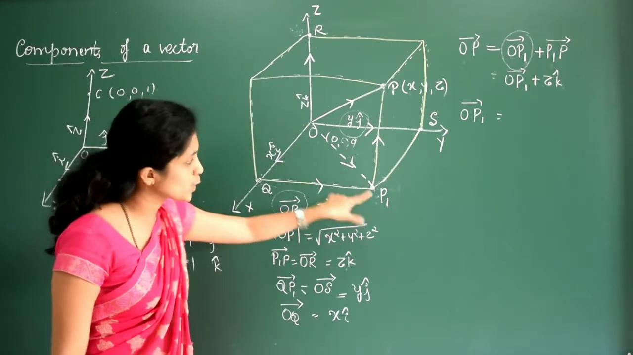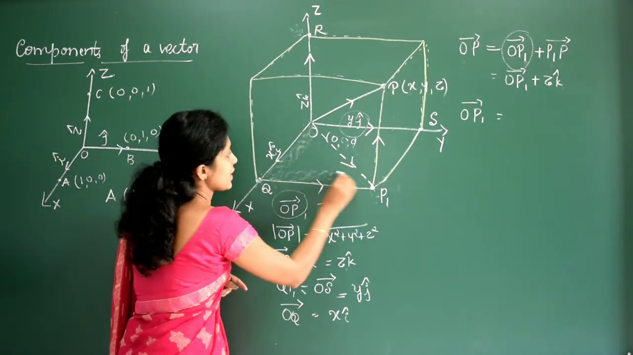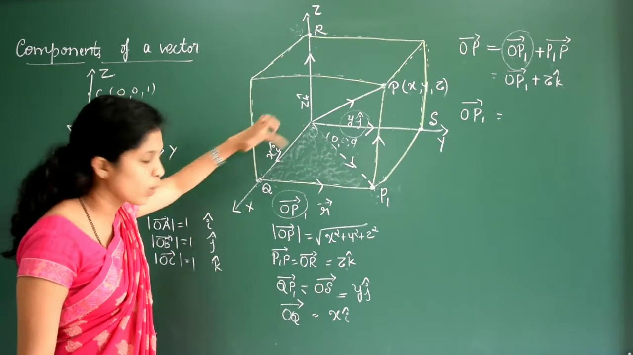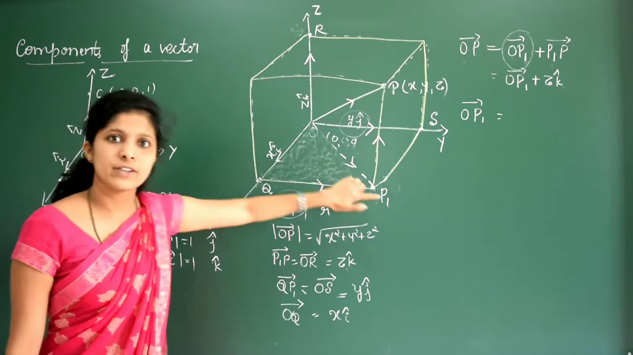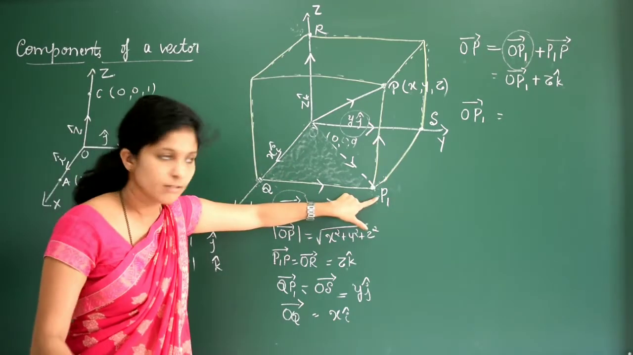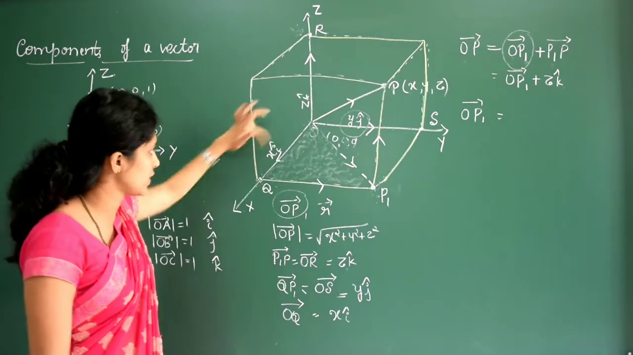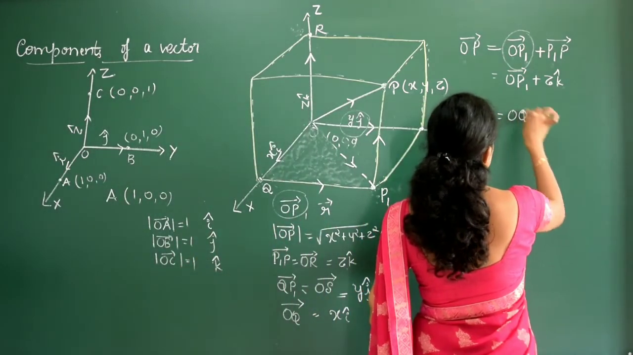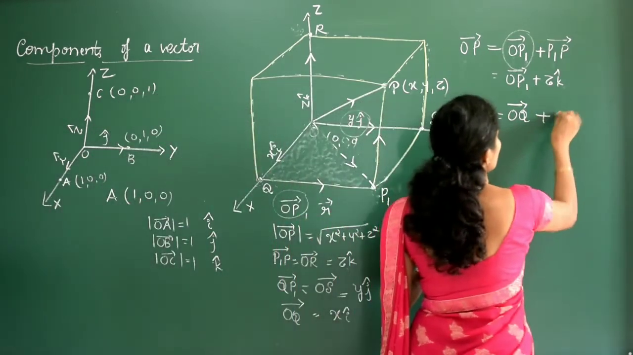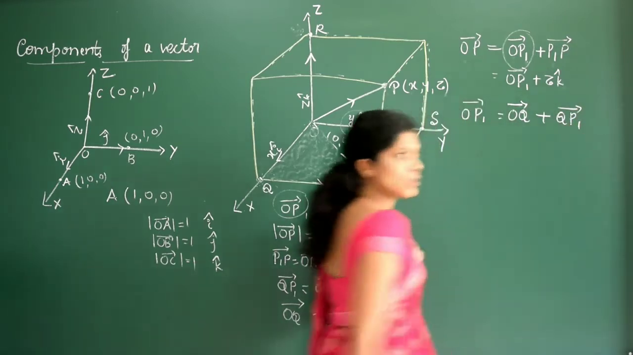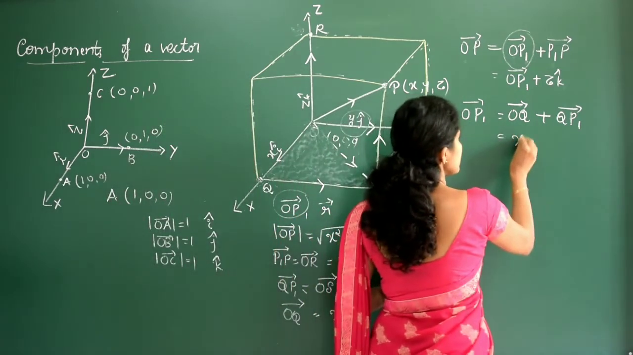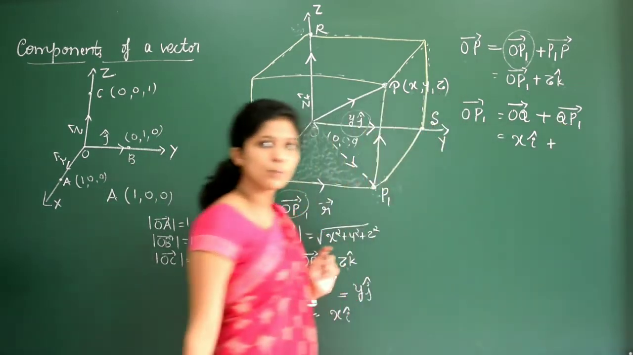So listen carefully. O to P1 can be written as, here you can see this is one triangle. So by using the triangular law of addition, we can write this as the OQ vector plus the QP1 vector, which will be equal to the OP1 vector. See, this vector notation is very important. What is the OQ vector? The OQ vector will be equal to Xi cap. So we will substitute Xi cap plus the QP1 vector.